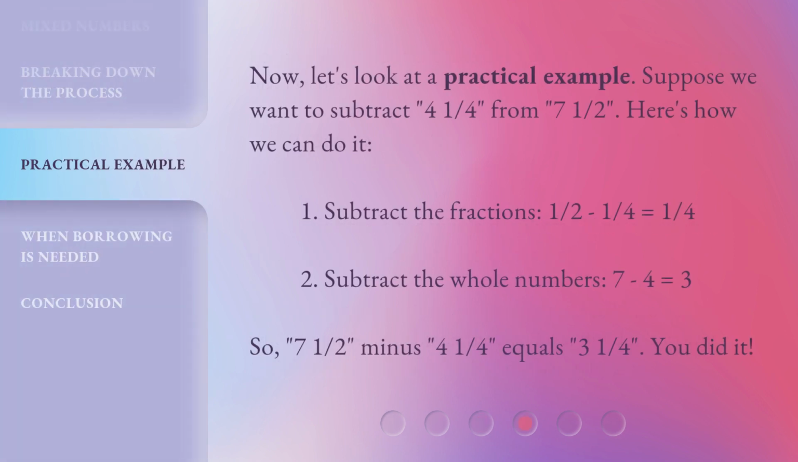Now, let's look at a practical example. Suppose we want to subtract 4 1/4 from 7 1/2. Here's how we can do it. 1. Subtract the fractions. 1/2 minus 1/4 equals 1/4. 2. Subtract the whole numbers. 7 minus 4 equals 3. So, 7 1/2 minus 4 1/4 equals 3 1/4. You did it!